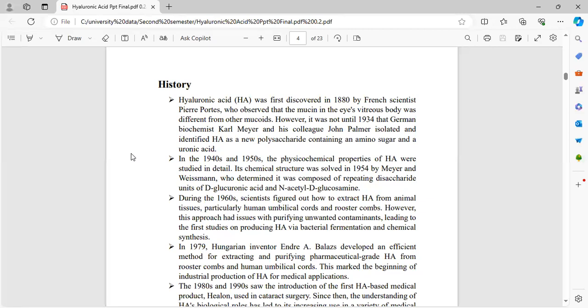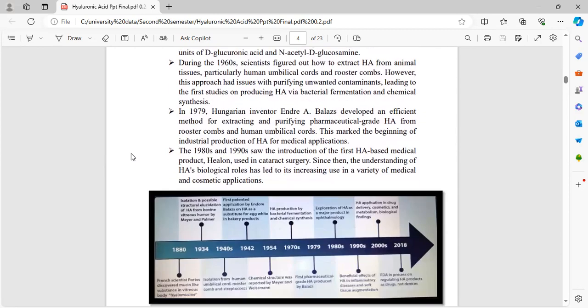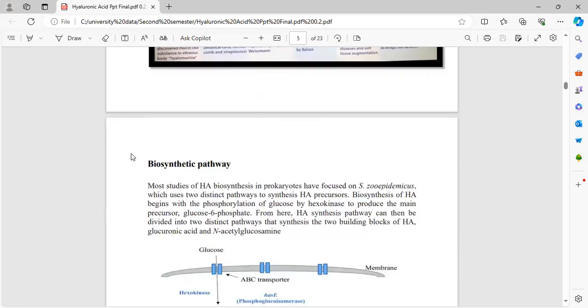leading to first studies on producing hyaluronic acid via bacterial fermentation and chemical synthesis. In 1979, Hungarian inventor Endre Balazs developed an efficient method for extracting and purifying pharmaceutical-grade hyaluronic acid from rooster comb and human umbilical cords. This marked the beginning of industrial production of hyaluronic acid for medical applications. The 1980s and 1990s saw the introduction of the first hyaluronic acid-based medical product, Healon, used in cataract surgery. Since then, the understanding of hyaluronic acid's biological roles has led to increasing use in a variety of medical and cosmetic applications.